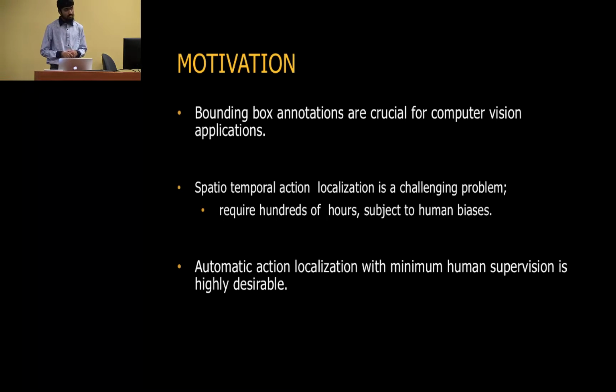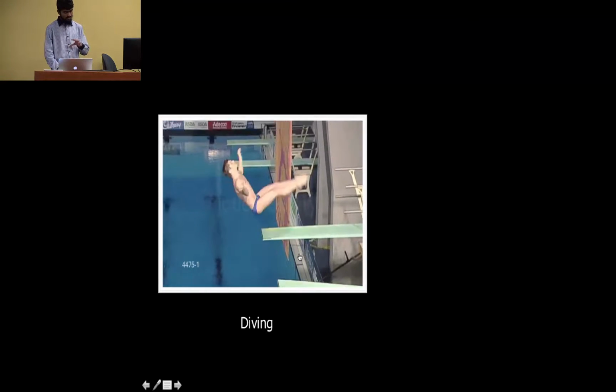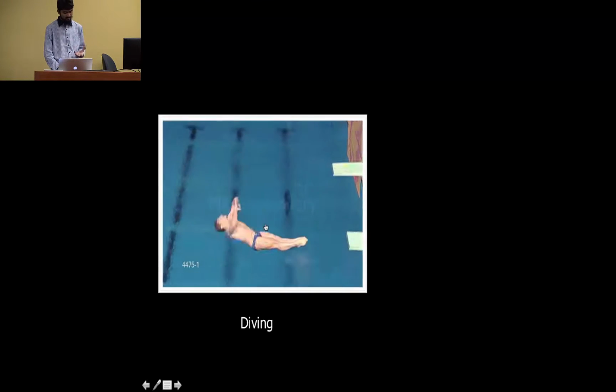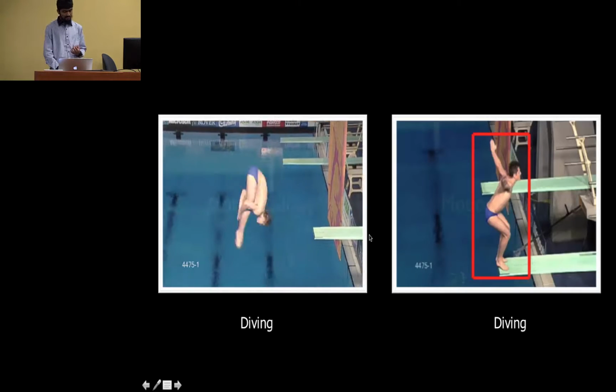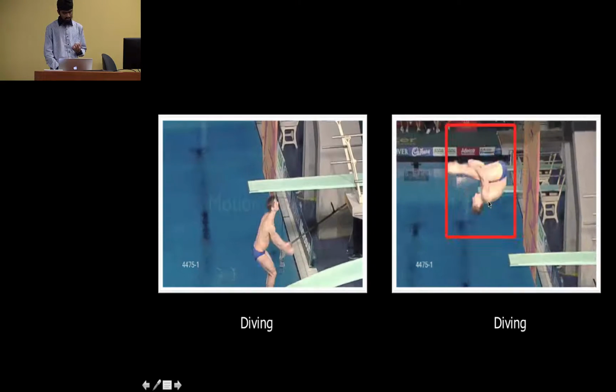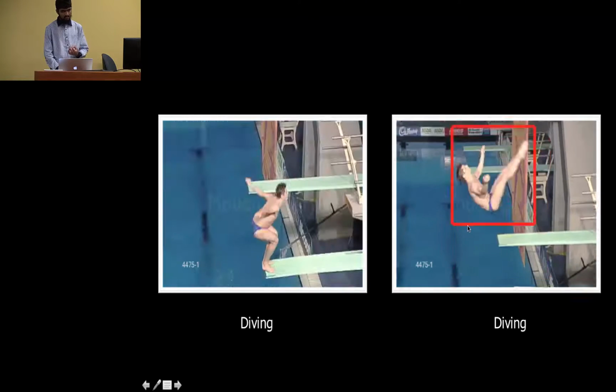So what we want to do is achieve automatic spatial temporal action localization with as little supervision as possible. And in this project we are interested in where the action is instead of what the action is. So what I mean to say here is that given the video and the video level labels, we want to put a spatial temporal bounding box across an actor who is undergoing a complex spatial temporal action.